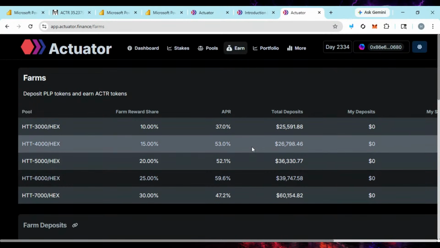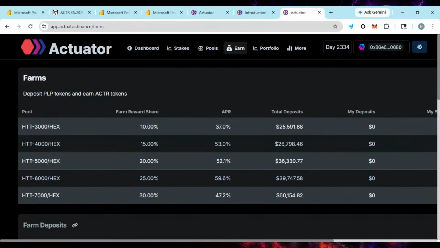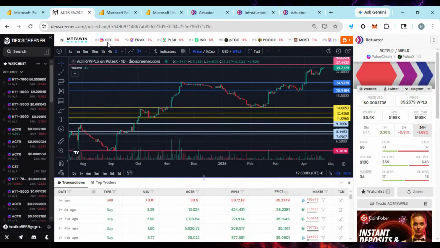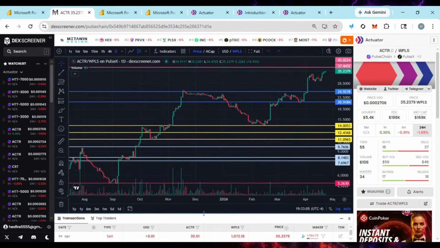And then some of them just simply sell them on the market, right? And that's okay. That's what people do, right? I mean, it's crypto again. So some people will take those rewards. I see a lot of them going into Pulse. I see a lot of them going into HEX. So people will take actuator.